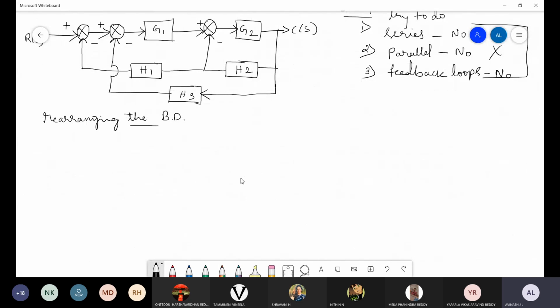Here you can see that there is a loop, there is H3. So this particular feedback loop is there now. This one I will move upwards, so that it will come to the top, so that these two can be visible very easily. That is what I will do.